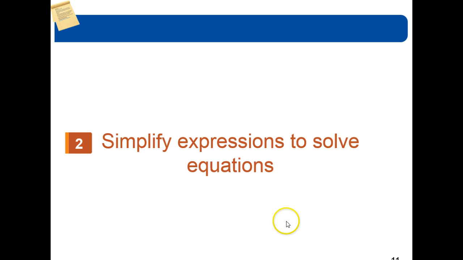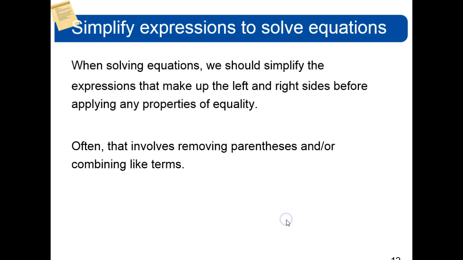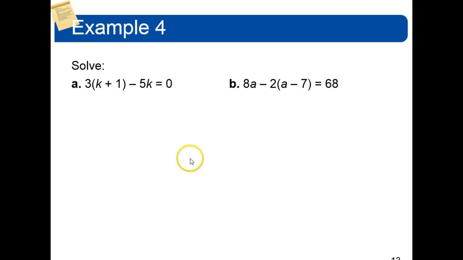Simplify expressions to solve equations. When solving equations, we should simplify the expressions that make up the left and right sides before applying any properties of equality. Often that involves removing parentheses and/or combining like terms. Here are two examples. We'll work one at a time. A: 3 times the quantity k plus 1 minus 5k equals 0.